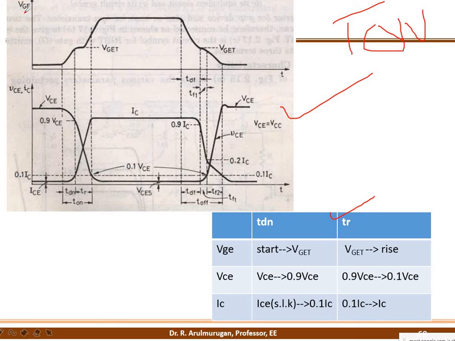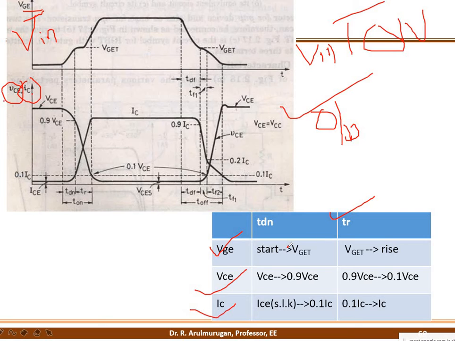This is the input VGE. VGE means the input voltage. Then the output current, IC, the collector current. The collector to emitter voltage is the output voltage. So output current and output voltage are called the output characteristics. Here I have written input voltage and output current, so you just fill that in.